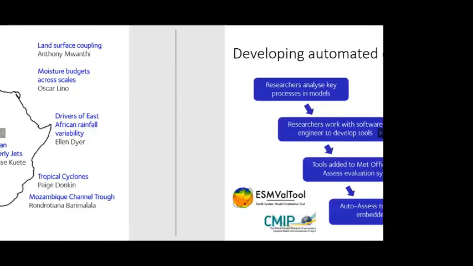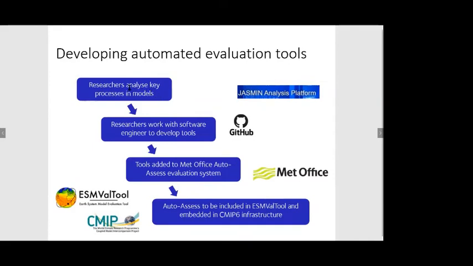But that gives you an overview, and once this research has progressed, and in some cases it's already moving to the stage where we're developing tools which can be automated, and the way that we're doing that is to add them initially into the Met Office auto assess evaluation system. So this means that each time the Met Office model is updated, the usual auto assess evaluation system which is being run now or soon will have a lot more diagnostics which focus on Africa. And then that is also going to be included into ESM-Val tool, which I believe we're going to have a presentation about after lunch.